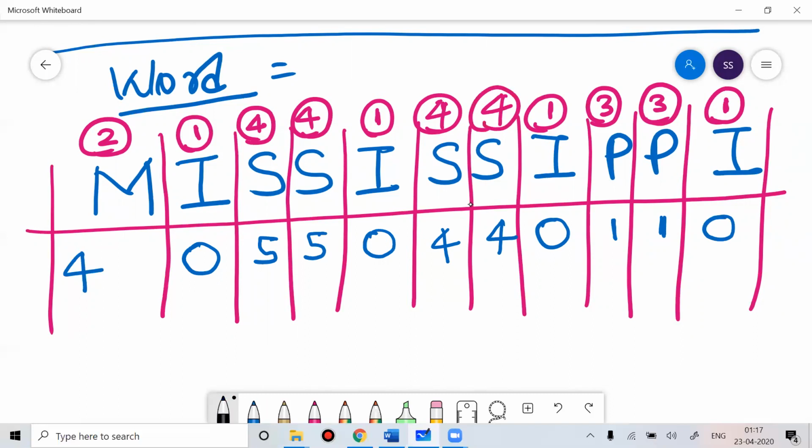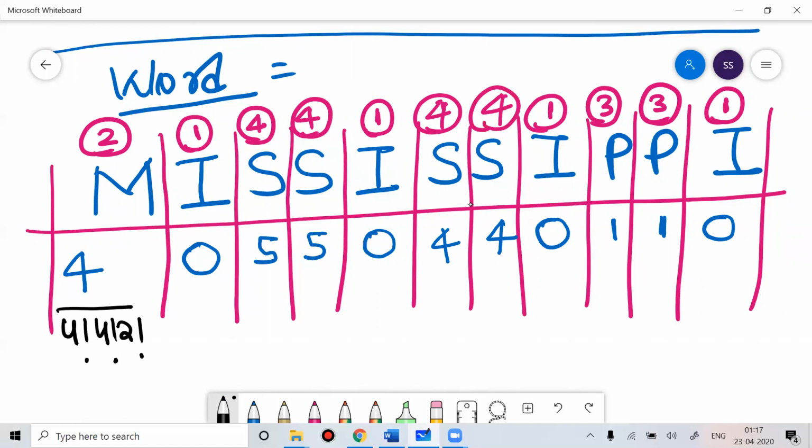Now including M, how many repetitions are there? I has come 4 times. Then S has come 4 times. I has come 4 times. S has come 4 times. Then P has come 2 times. Okay. Then including I, how many repetitions are there? Again the same thing. You don't need to write anything because it's 0. 0 divided by any number is 0.